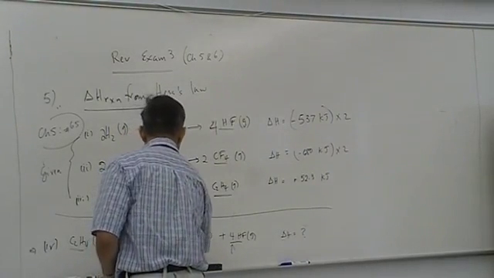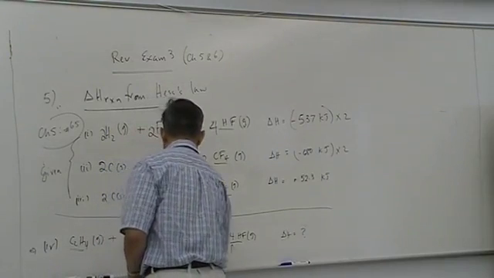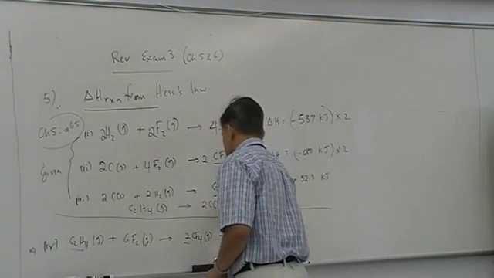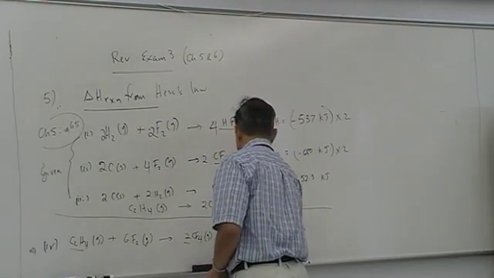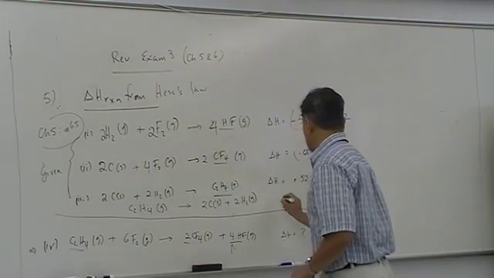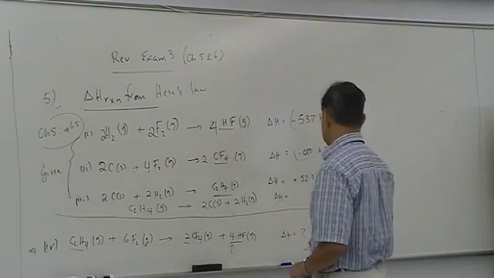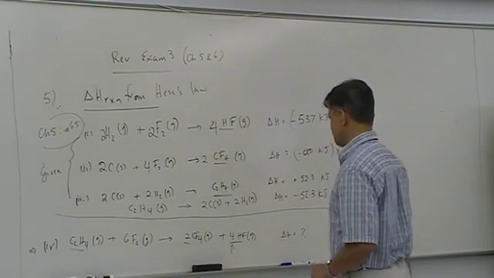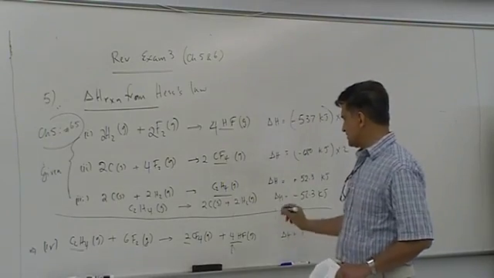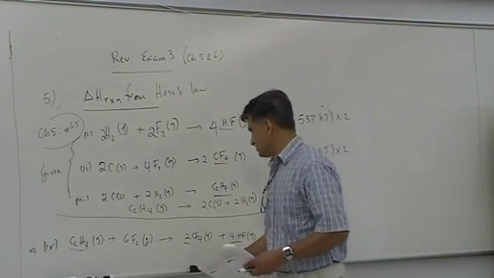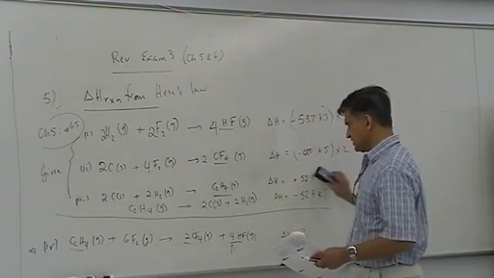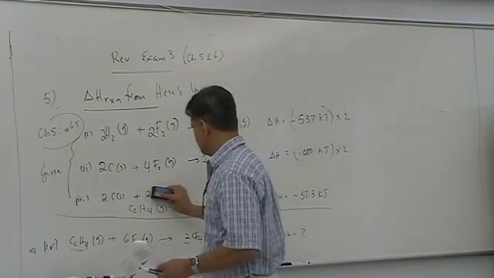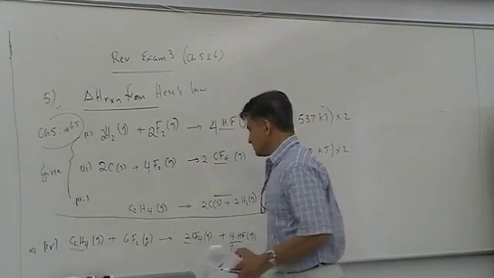C2H4. Before I delete that reaction, next reaction, I'm going to copy everything. 2C plus 2H2 gas. When you switch a reaction, delta H magnitude remains the same, but the sign gets changed. 52.3 kilojoule because you switch the reaction. So let's double check this and then you can delete the top reaction. So I'm going to delete that C2H4, C2H4, 2C. Okay, now I'm going to delete this. So this is the switched reaction.